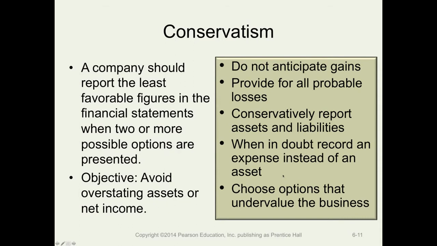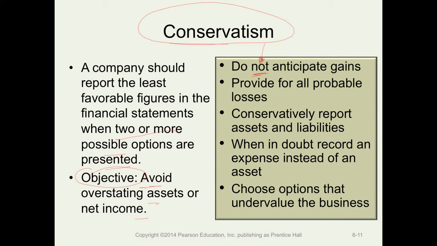So to summarize, a company should report, and this does not mean the least favorable, but it just means when there are two or more options. So make sure this is very clear that when given alternatives, you'd like to select the one that is least likely to overstate assets and income. That's the objective of conservatism, but you don't want to be overly conservative. So what conservatism might do for us in application would be, well, we don't anticipate gains.